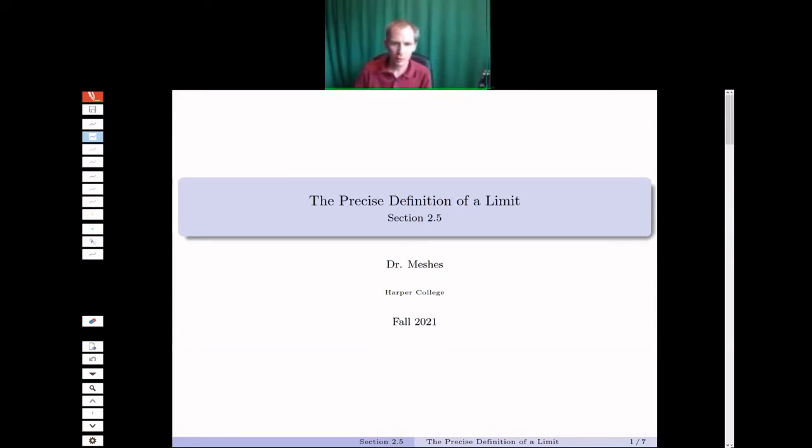All right, so what we want to do today is look at the precise definition of a limit. In our book, this is section 2.5. This is not, I think, an easy concept conceptually. So let's go ahead and look at the precise definition of a limit.